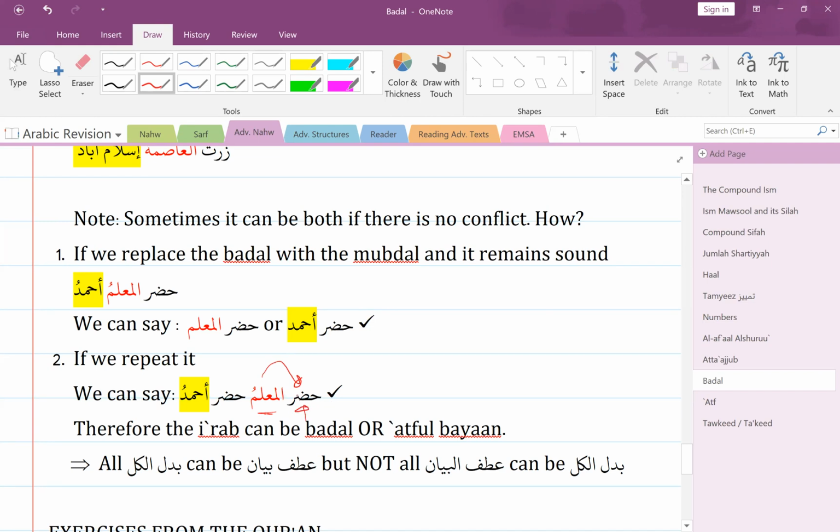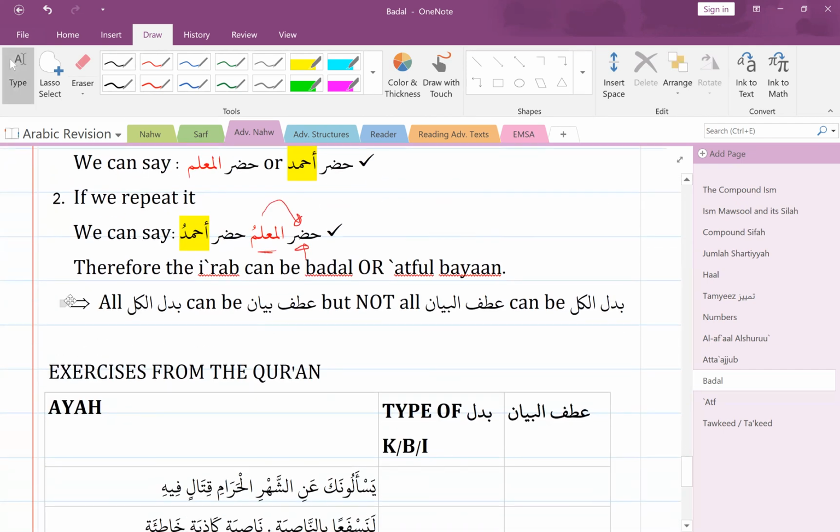So if I say حضر المعلم حضر أحمد, nothing wrong with that. Sounds correct. The teacher attended, Ahmed attended. Pretty sound, complete, no grammatical conflict, nothing is happening. So that sounds fine. Therefore, in this case, we can actually say it can be both. It can be badal or it can be atful bayan, because there's no conflict. Yeah, there's no conflict. As a general rule, this is very important.